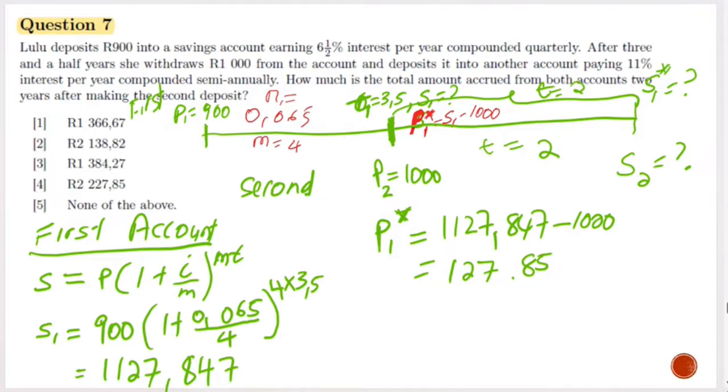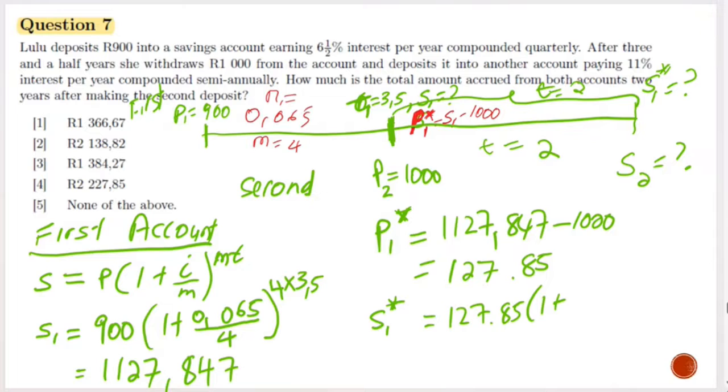Okay, so I'm still working with my first account. I am not in my second account yet. Now I need to calculate for the rest of the term, that means for the next 2 years. So for the next 2 years, I'm going to have my S1, first account, second, I'm putting it as a star, which is going to be equal to your P, which is 127.85, into 1 plus the interest rate.